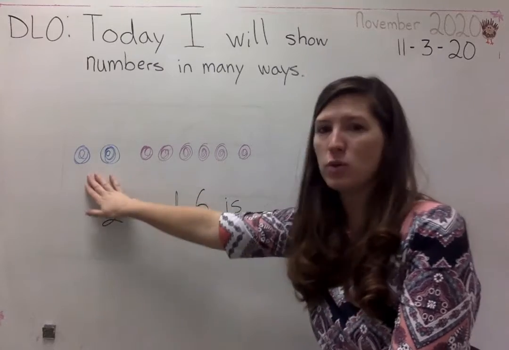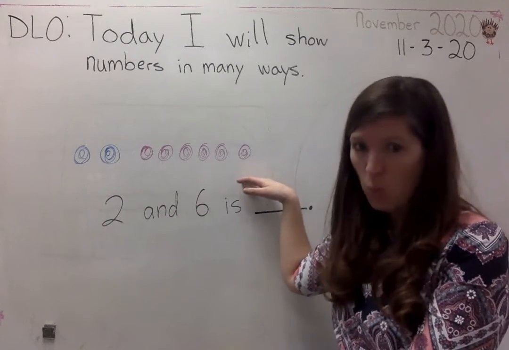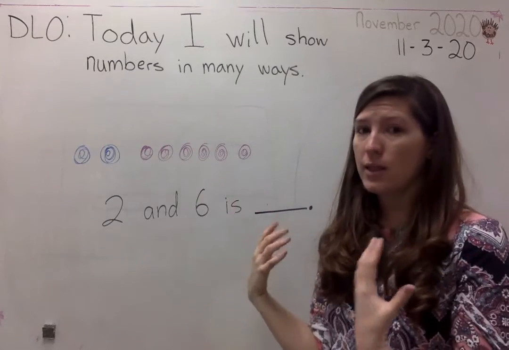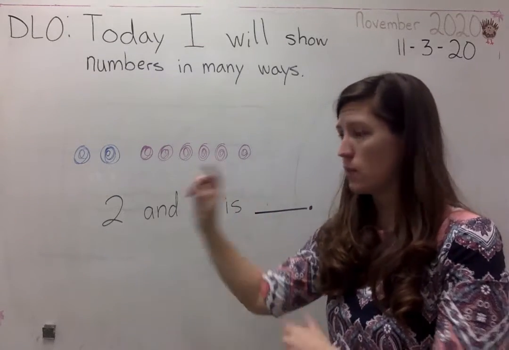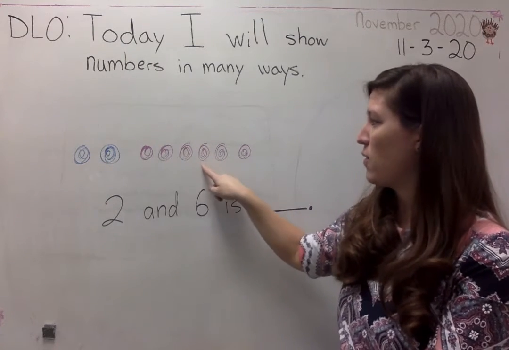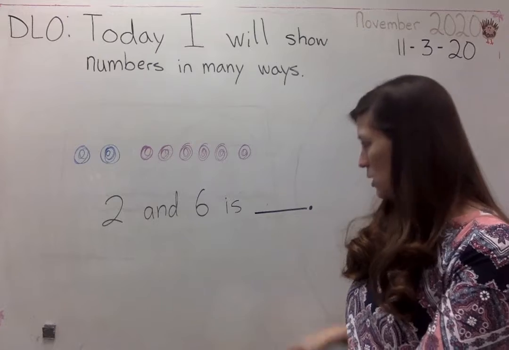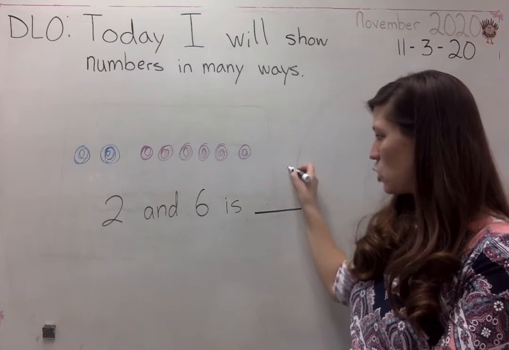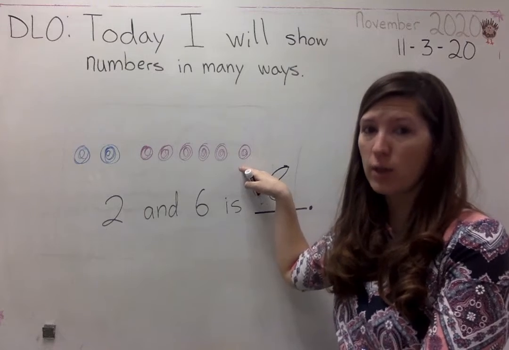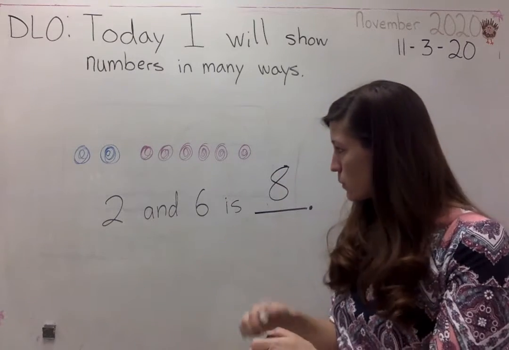If I have 2 and 6 more, we're adding, so we're putting them together, we're making a bigger number. Let's add them all up. First we'll count them. That's one strategy to do it. 1, 2, 3, 4, 5, 6, 7, 8. So I would write 8 here because we have a total of 8 because I counted them, and those are all the numbers all together, in all.